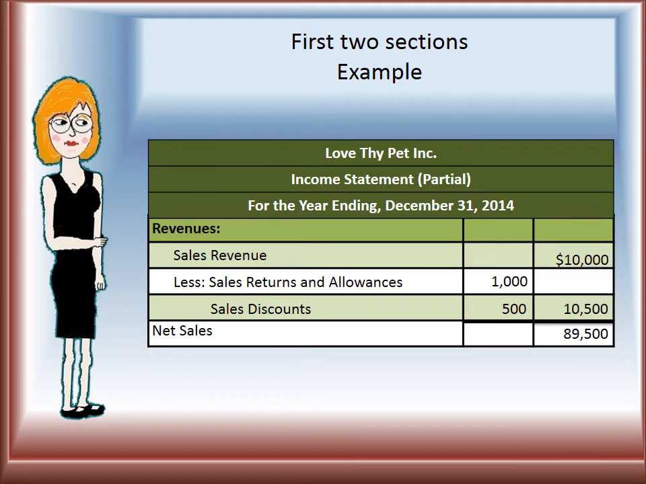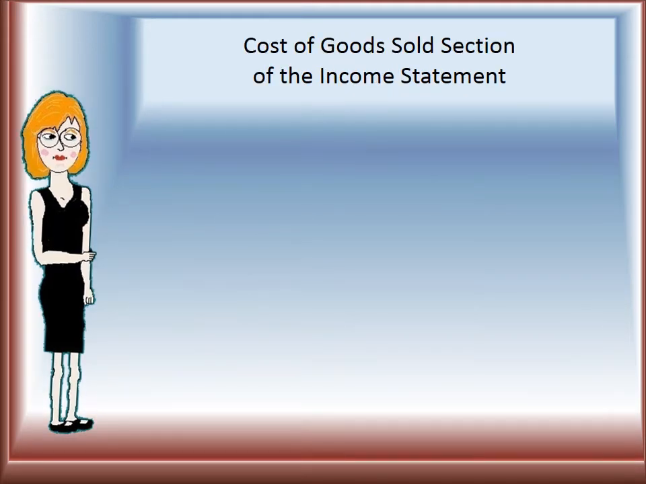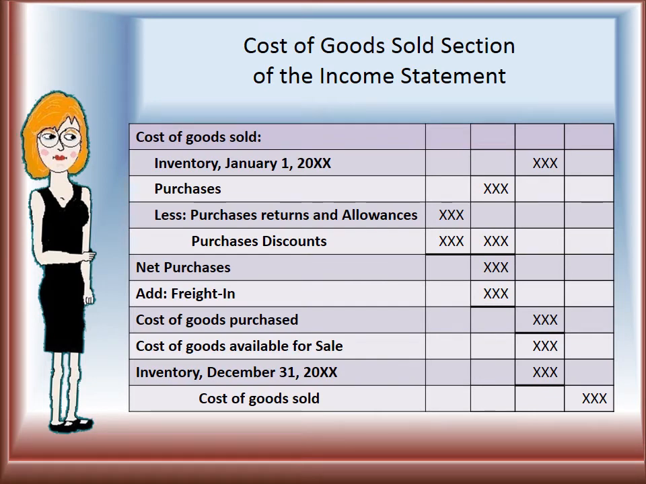Now we'll move on to the third section, the cost of goods sold section of the income statement. This is far more expanded in this statement because we wanted to show you how we got to cost of goods sold. So we start with the section header, cost of goods sold. Then we place beginning inventory in the second column. This will develop into a four-column statement.